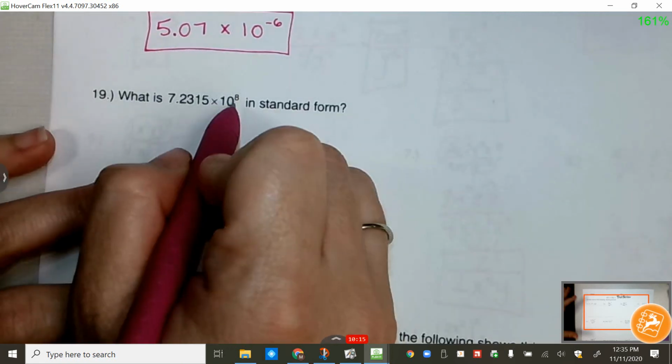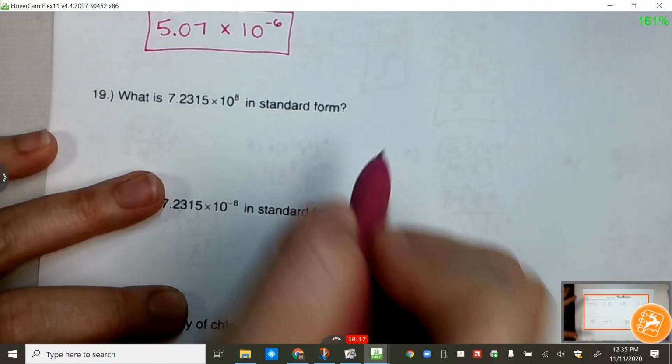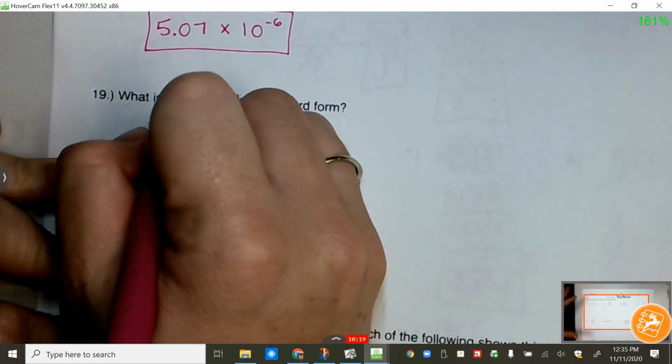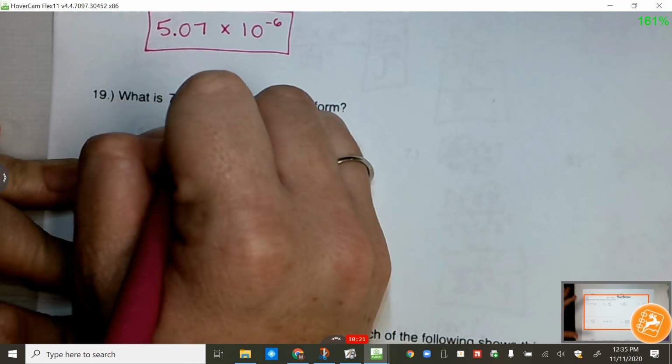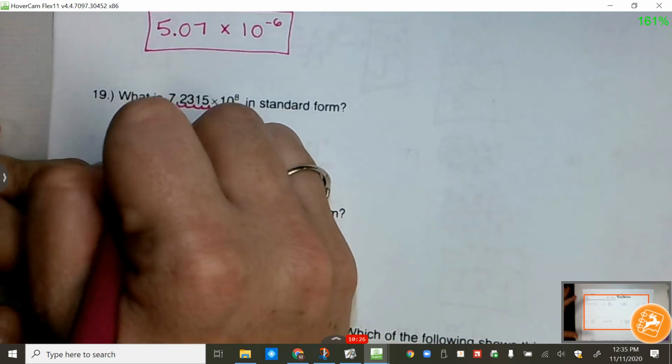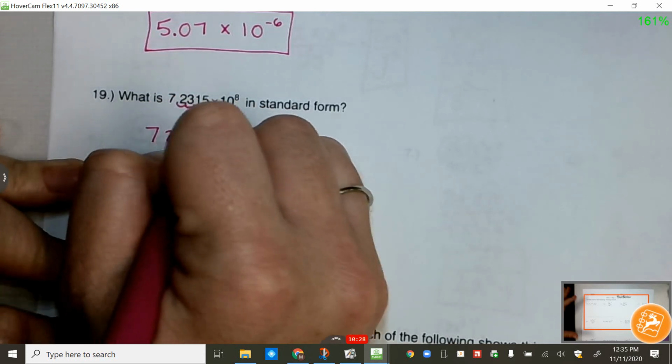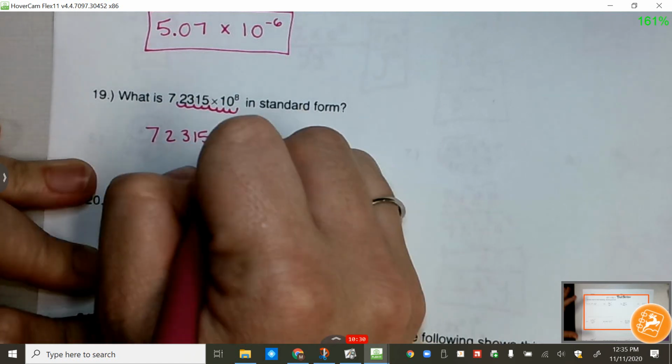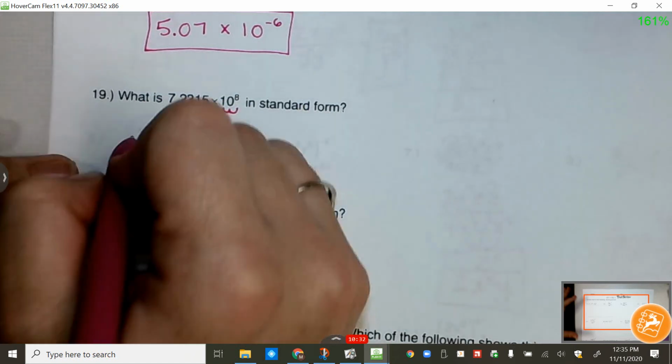Okay, this is a positive number, so I know it's going to be a big number, bigger than 1. So I'm going to move to the right 8. 1, 2, 3, 4, 5, 6, 7, 8, which leaves me with 4 blanks. So 7, 2, 3, 1, 5, 1, 2, 3, 4. 3, 3, there's my number.